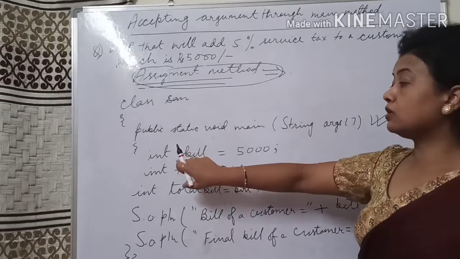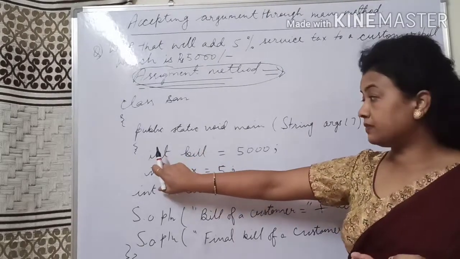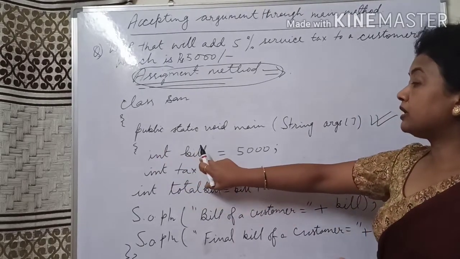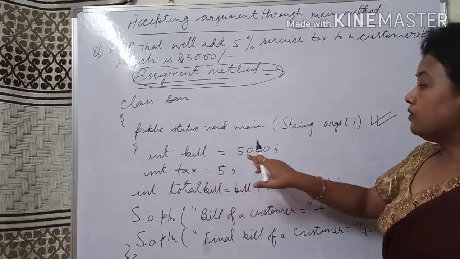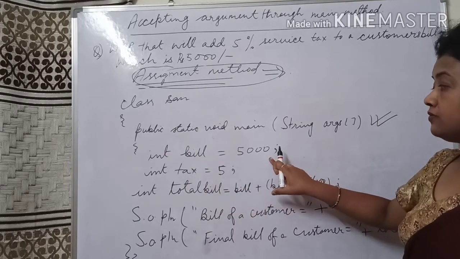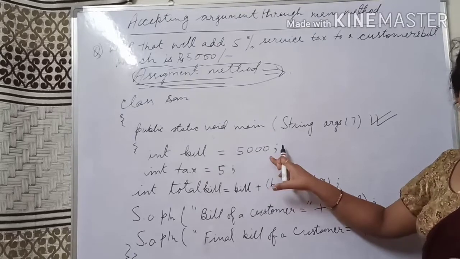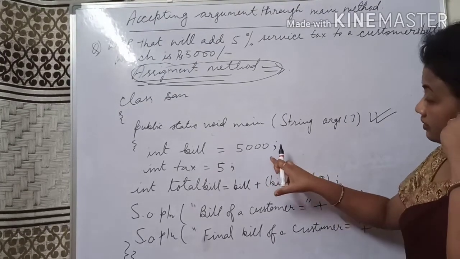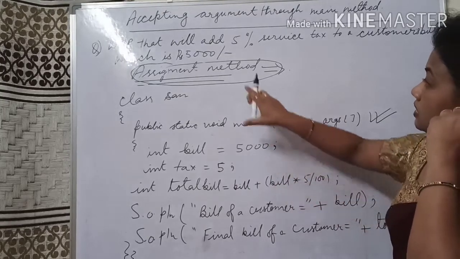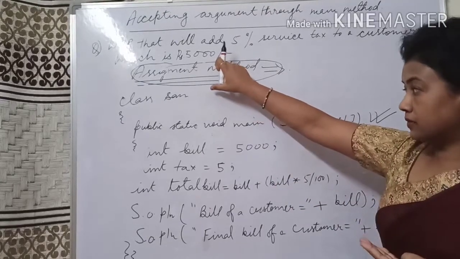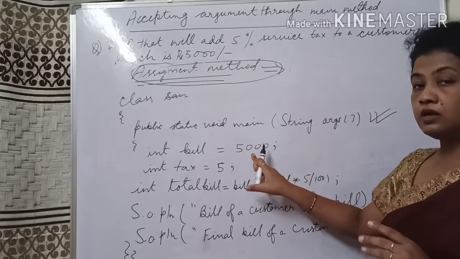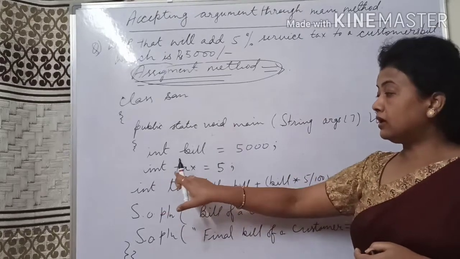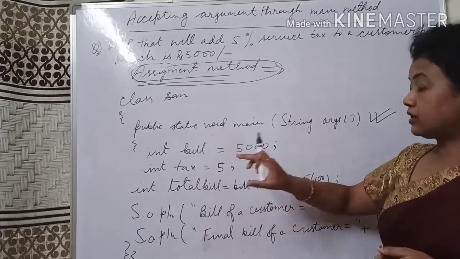Variable declaration. What is the data type I have taken? The data type is int, and the name of my variable is bill, which is already assigned, that is 5,000. Bill is assigned 5,000. Why? Because in the question it is already assigned this amount. I cannot change this amount. Okay. The next variable I will take for tax to be stored.